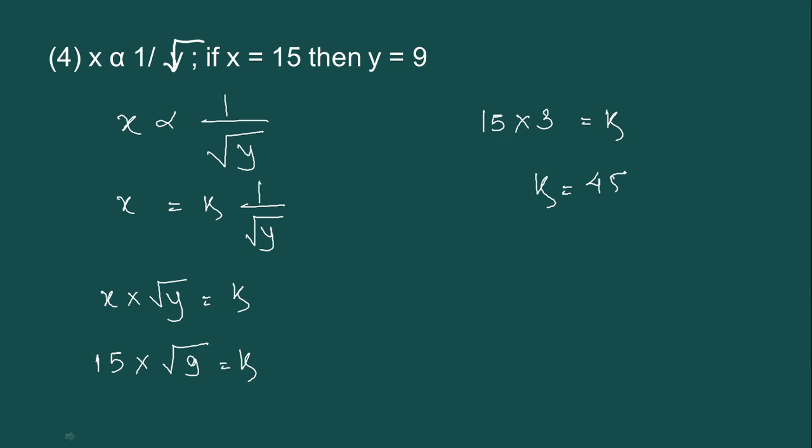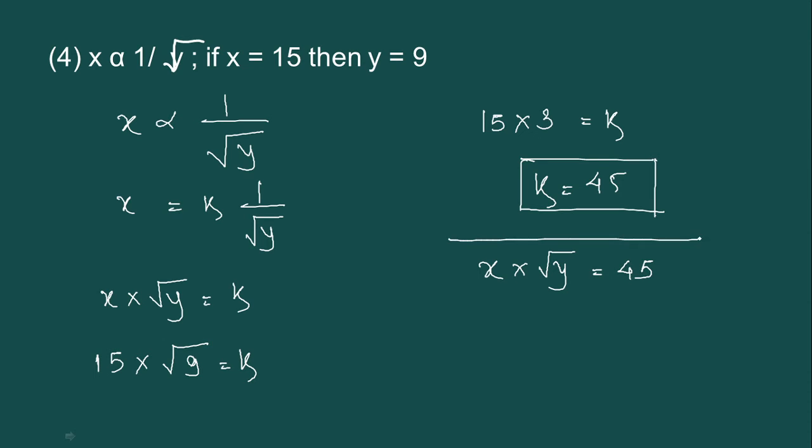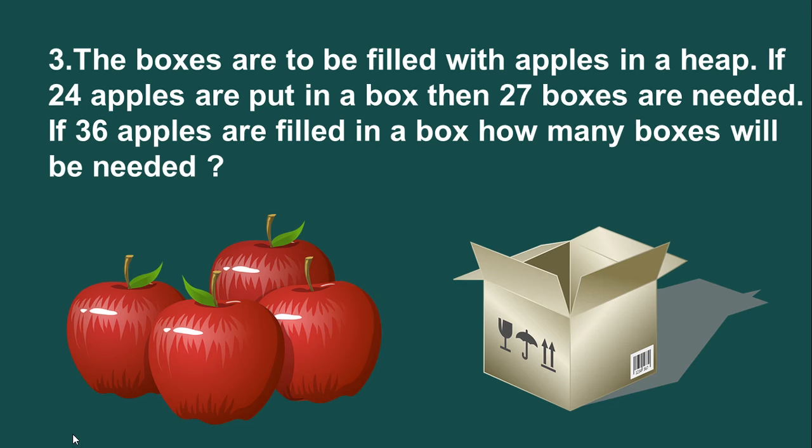15 3s is 45. Now this is what? You got the constant of variation. Now insert it into the equation. What you will get? X into root y is equals to 45. So this is what we were searching. Then let's move to the next question.